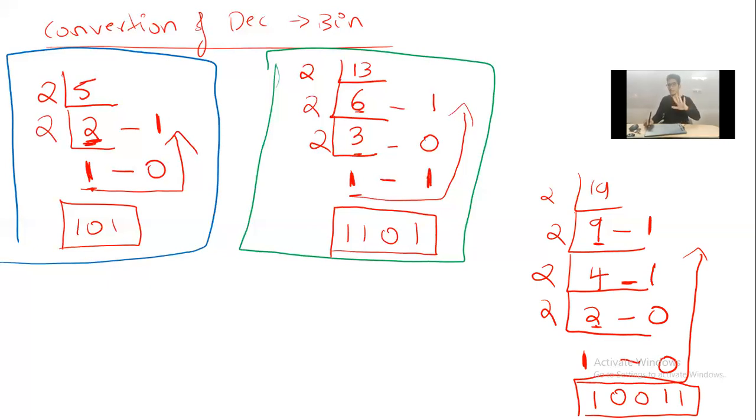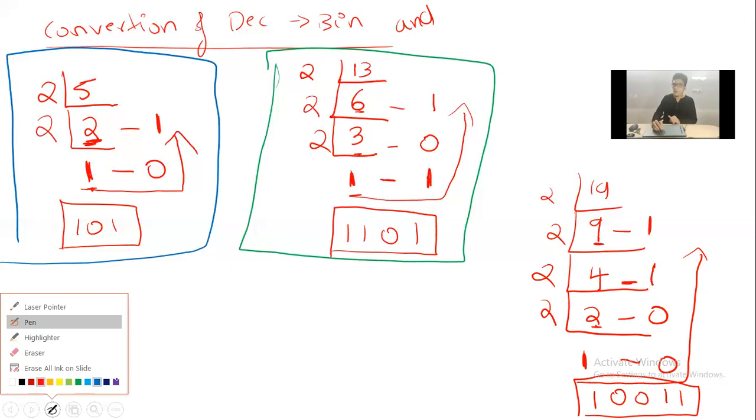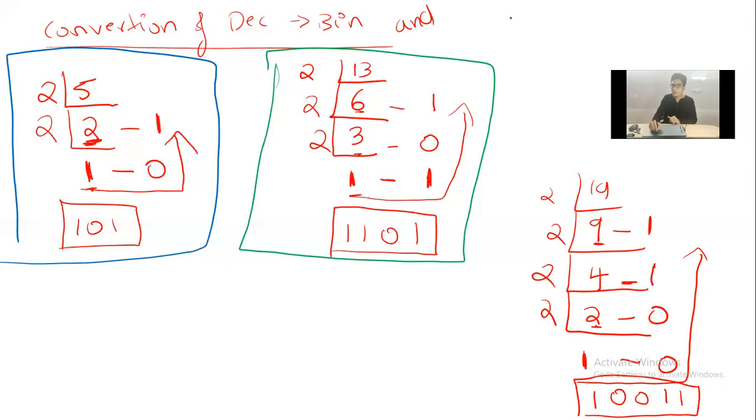Now using the same example, using the same screen here, I want to explain to you how to convert binary back to the decimal form. Because whatever you're seeing now is a binary number, right? Whenever you see a binary number, how do you convert it to decimal? That I want to explain to you.